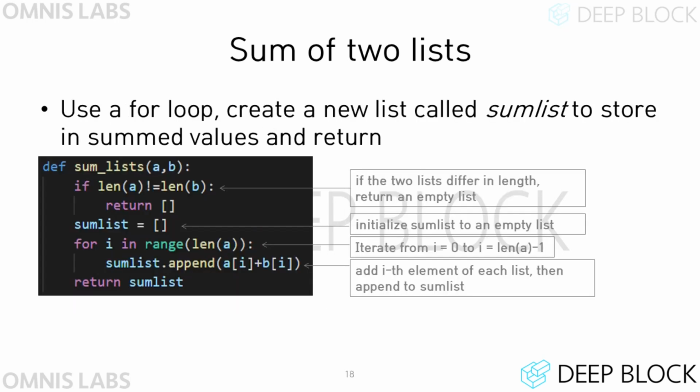For example, we can implement the function like this. First, compare the lengths of the two lists. If the lengths are different, return an empty list. Otherwise, the code continues to run. Create a sumList variable to use as a return value. Then, using the for loop, increase i from 0 until it reaches the length of the list A, and append the calculation result of A[i] plus B[i] to sumList. And we can return sumList after the iteration.